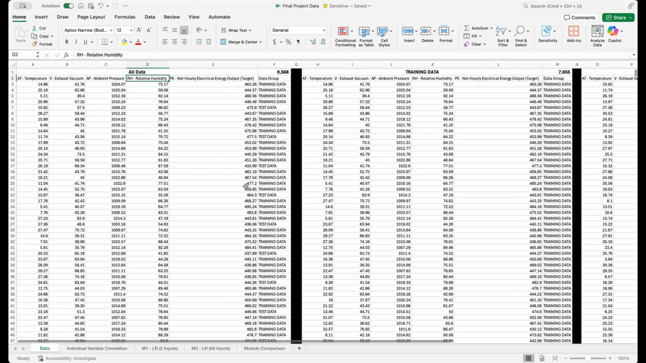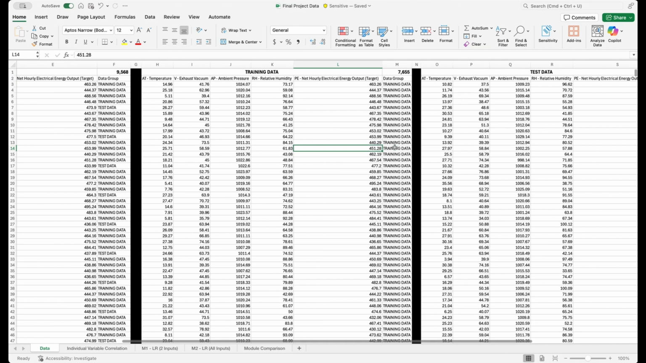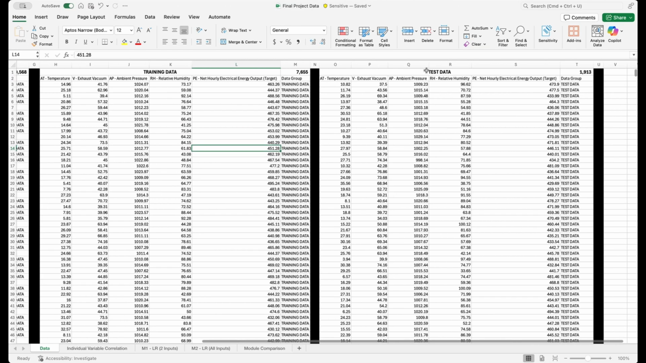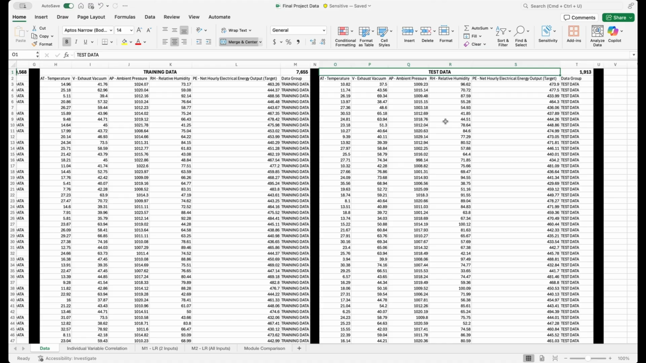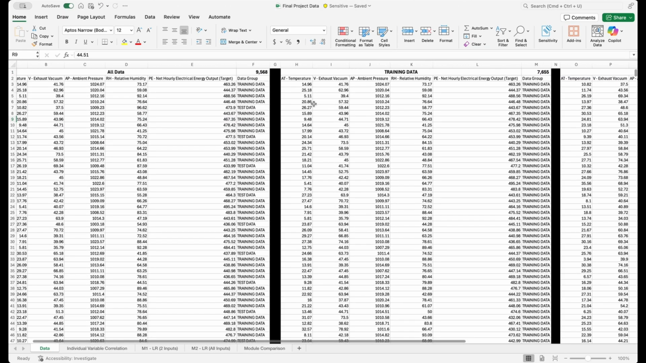So for my approach, I split the data into two groups. Training data, which had about 80% of the data, or 7,600 records, and then the other 20% I'll use for test data to measure the models that I create to see which one might be more accurate. So that's what I did. I split the data up.